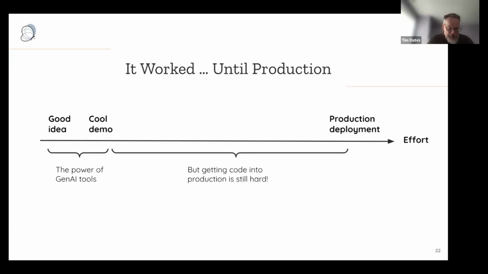Now, the amount of effort it takes to get from the good idea to the cool demo is very small, and that's the power of Gen AI tools, right? If I have an idea, I can run Claude Code and get a thing running in an hour, for example, depending on the complexity of the task. So the power of AI these days is that you can operationalize your idea very quickly. But if you look on the right-hand side, production deployment is still very hard, right? It's hard to get code into production because there are lots of things to consider. I still think, as of today, the tools are not good at writing production code. And so there's this gap, right?